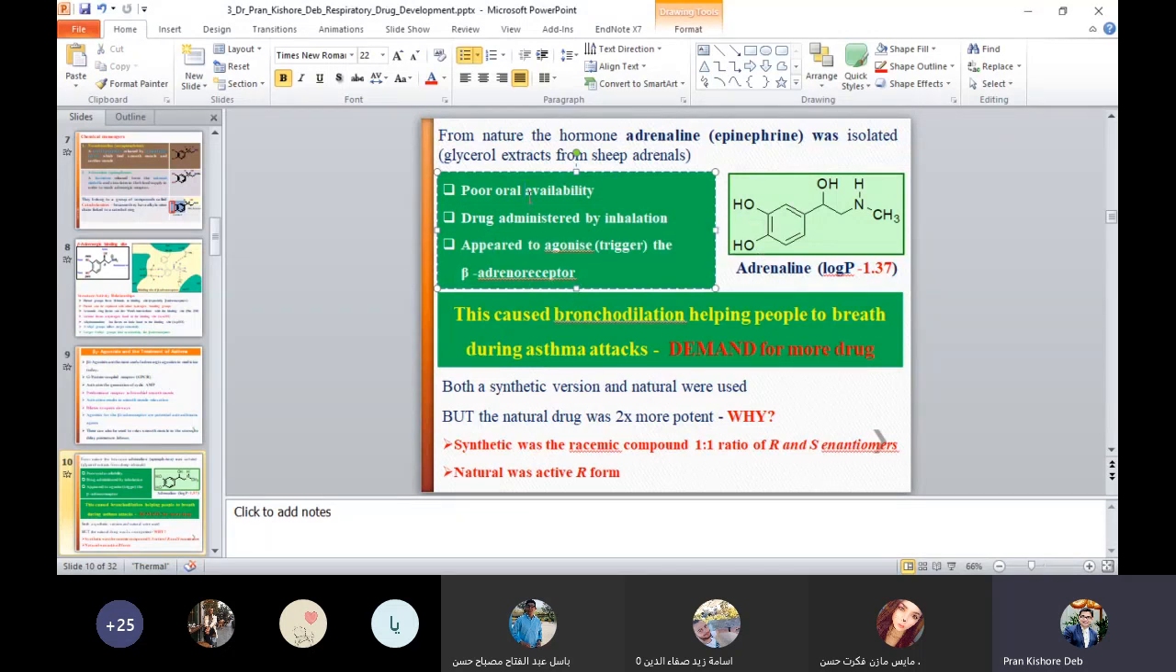Remember, in the initial days they didn't know how to synthesize the drug in the lab. They were extracting the adrenaline from the sheep adrenal, but this drug could not be given orally because of the poor oral availability. Why it has poor oral availability, we will discuss. We'll see the reason. It caused bronchodilation, helping people to breathe during an asthma attack. So there was a huge demand for more drug. To fulfill the demand, they synthesized and tested both the synthetic version and the natural product extracted from the sheep adrenal. But the natural drug was found to be 2 times more potent as compared to the synthetic version.